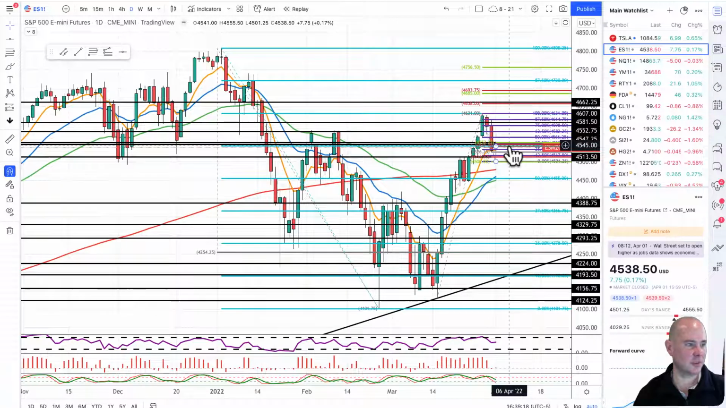Short term, we closed above the 62.5, so I'm watching for continued higher prices. In the short term, if we get a double top and it triggers, that will shift the probabilities again.